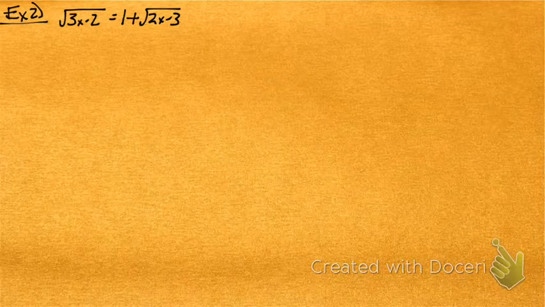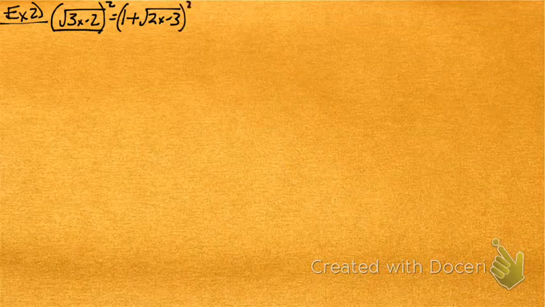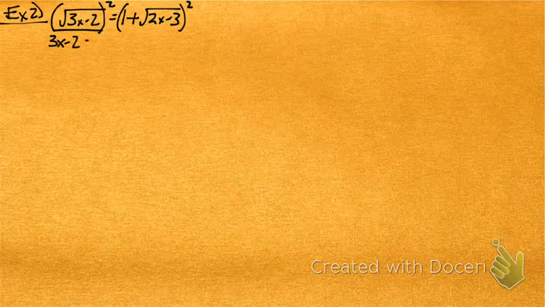In this example, let's solve the square root of 3x minus 2 equals 1 plus the square root of 2x minus 3. Again, I'm going to follow those same steps. I want to isolate one of the radicals, and I notice that this one's already by itself, so I can undo that radical if I simply square this side, but if I square that side, I have to square this side. If I square the left side, I get just 3x minus 2, which is nice.